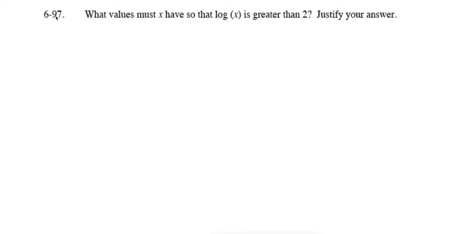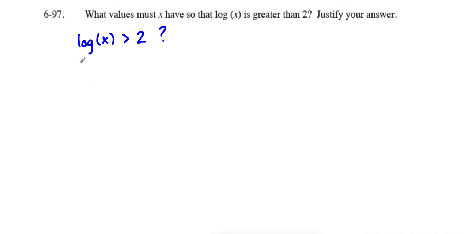Problem 697. What values must x have so that the log of x is greater than 2? Justify your answer. So for this problem, we're looking at if we have the log of x, they want to know when this is going to be greater than 2. What values of x must we have here?